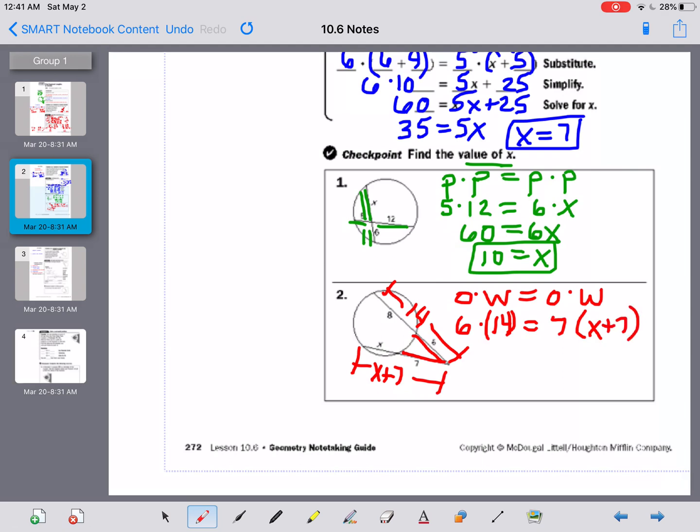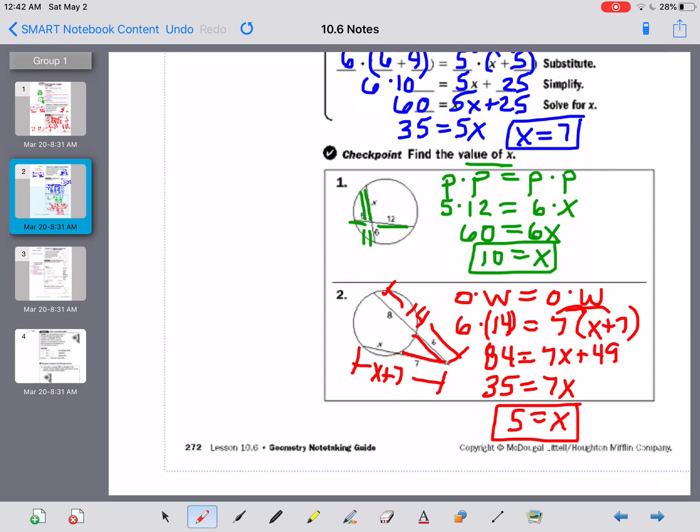Well, 6 times 14 is 84. On the right, I'm going to distribute. 7 times x is 7x. 7 times 7 is 49. Subtract 49. I get 35 equals 7x. Divide by 7, and x equals 5. Again, my chords are not congruent. My secants are not congruent, but those relationships of part times part equals part times part or out times whole equals out times whole.